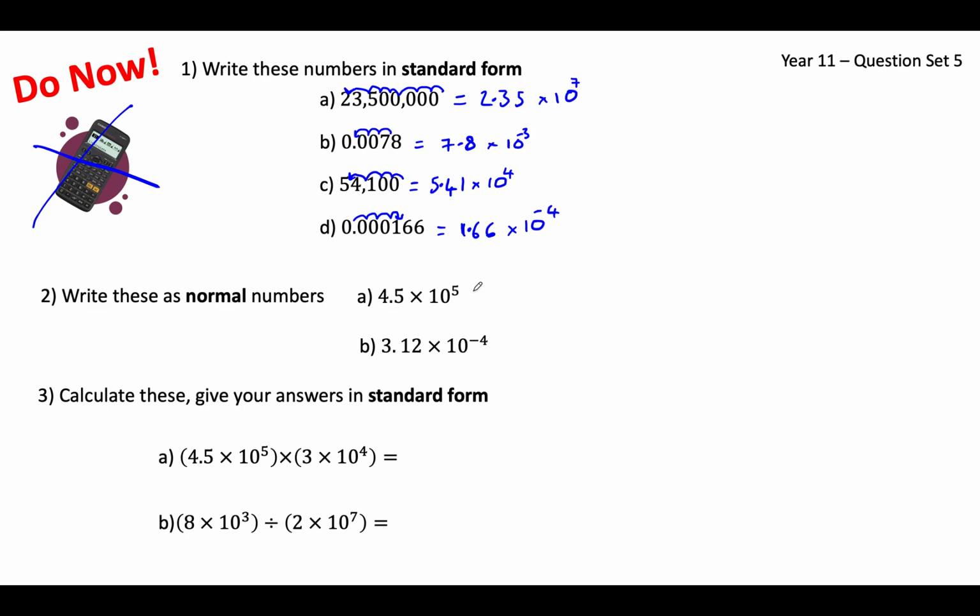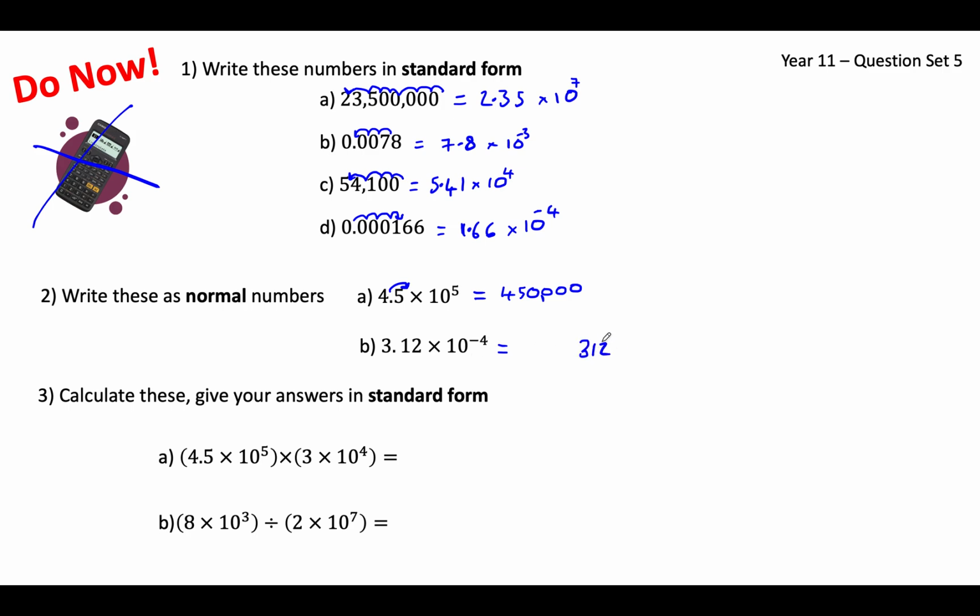Right, write these as normal numbers. So put your digits there, 4.5. Now my number needs to shift 5 places bigger because it's positive 5. So one jump gets me over the 5, and then a second jump is a 0, and then 3 jumps, 4 jumps, 5 jumps. My number is really 450,000.